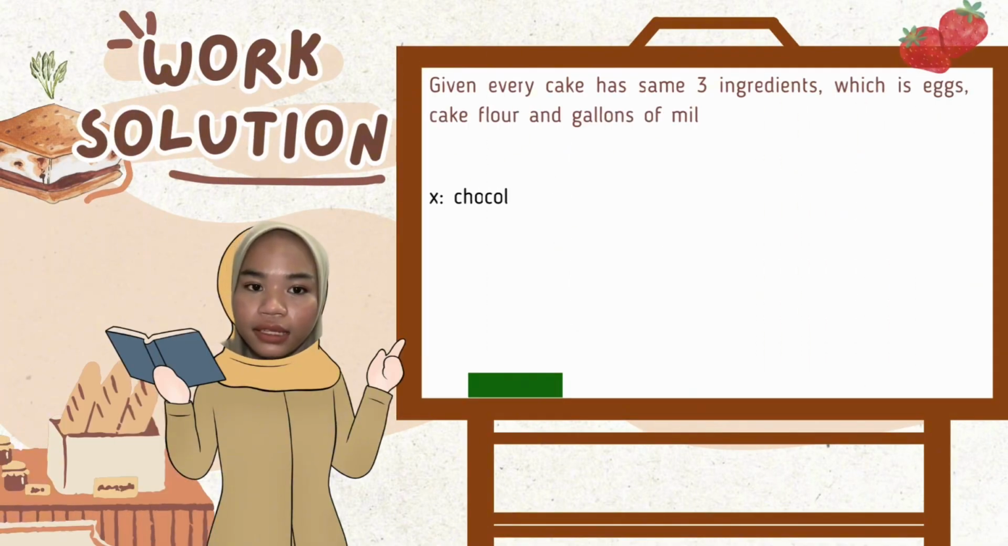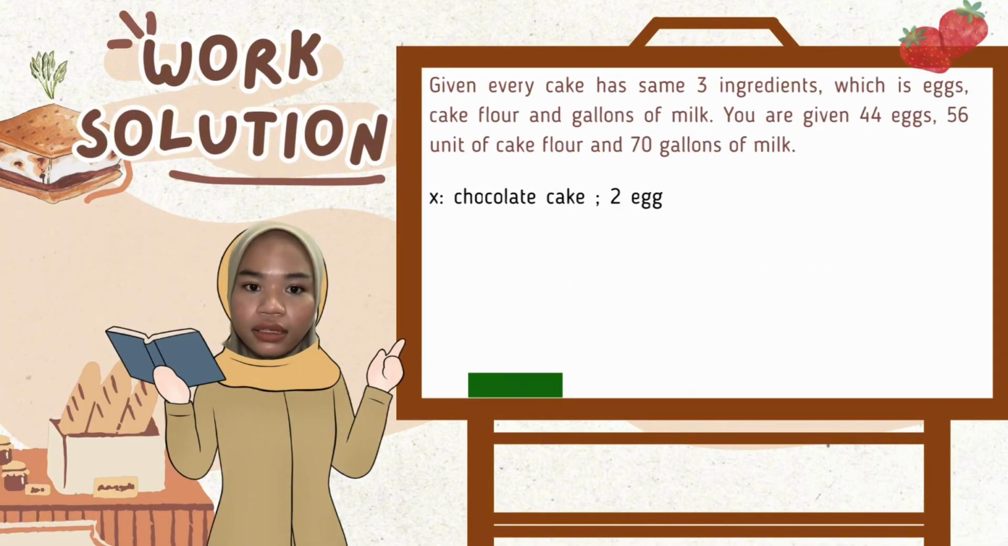Given every cake has the same three ingredients, which are eggs, cake flour, and a gallon of milk. You are given 44 eggs, 56 units of cake flour, and 70 gallons of milk.